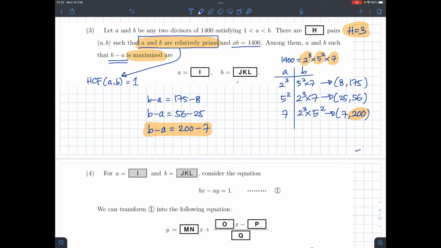So we got B becomes 200. This is B, and A becomes 7. So this should be 7, and G becomes 2, K 0, and L 0.